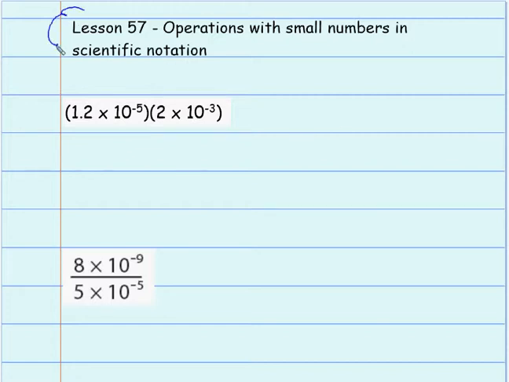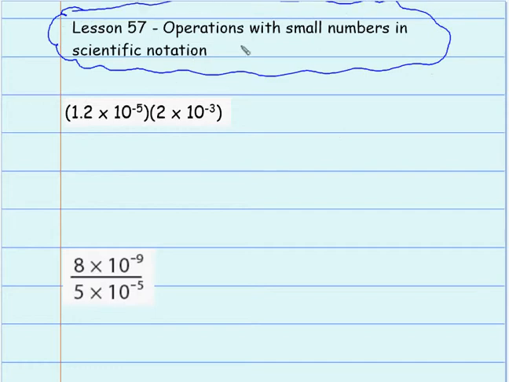Hi class, this is course 3, lesson 57. Today we're talking about operations with small numbers in scientific notation.